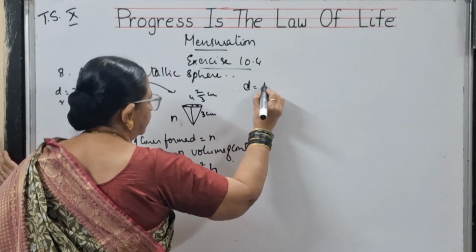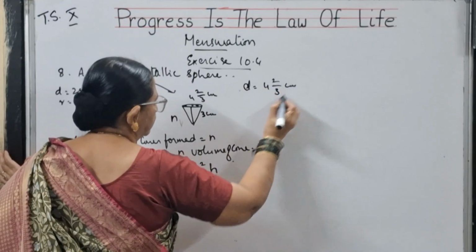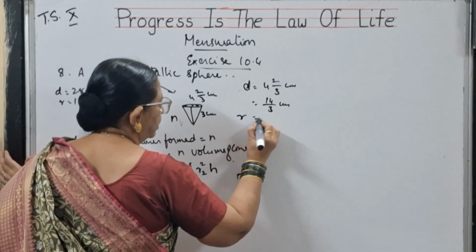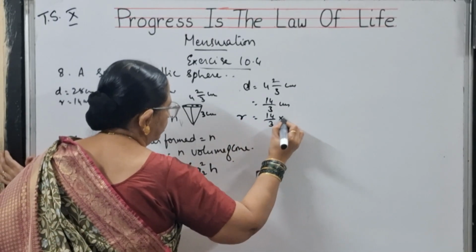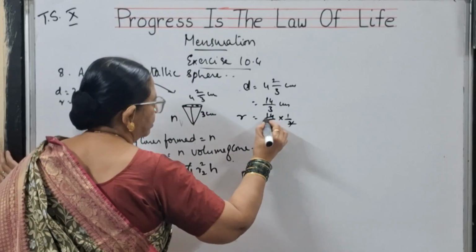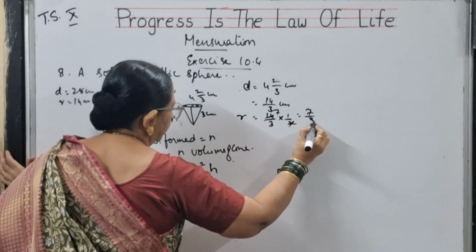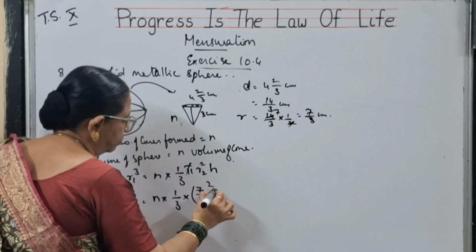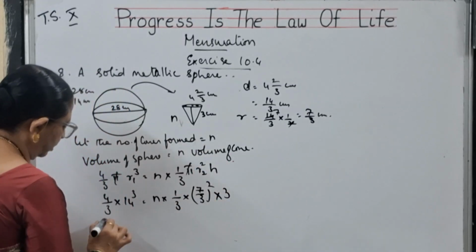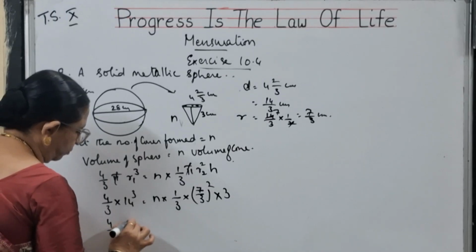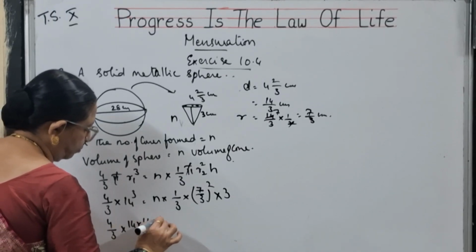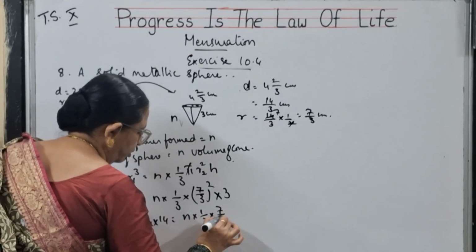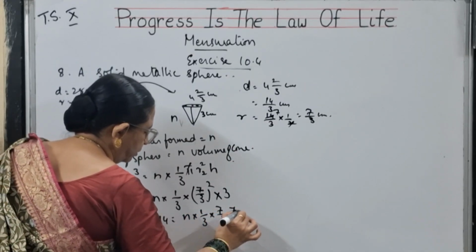So 14 cube is equal to n into 1 by 3 into r2 square h. See, the diameter is 4 2 by 3 centimeters, that is 14 by 3 centimeters. So what is the radius? 14 by 3 by 2, that is 7 by 3 centimeters. So I should write it as 7 by 3 whole square into height 3. That means 4 by 3 into 14 into 14 into 14 is equal to n into 1 by 3 into 7 by 3 into 7 by 3 into 3.